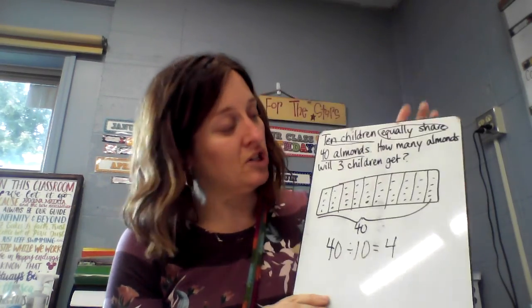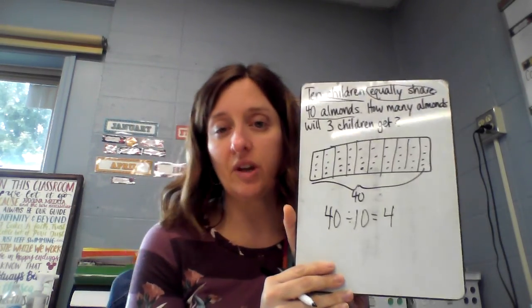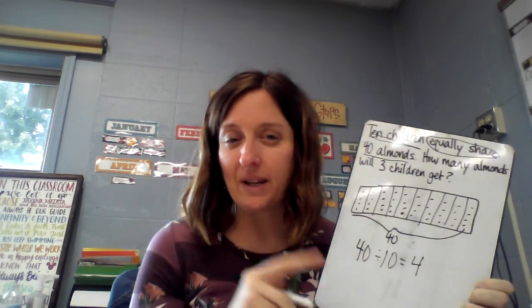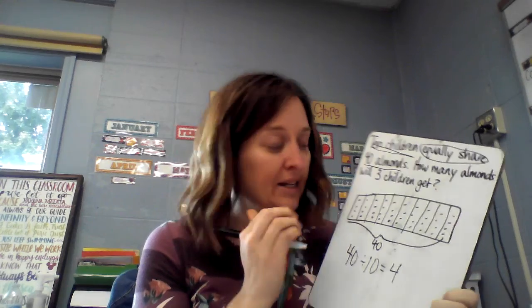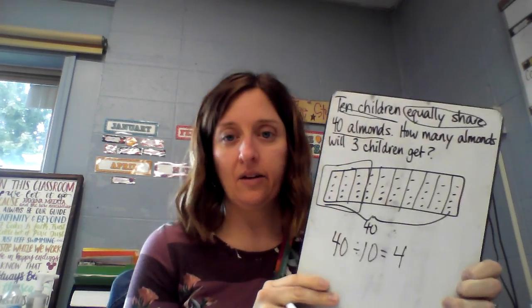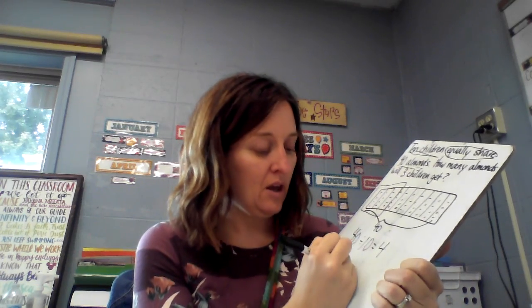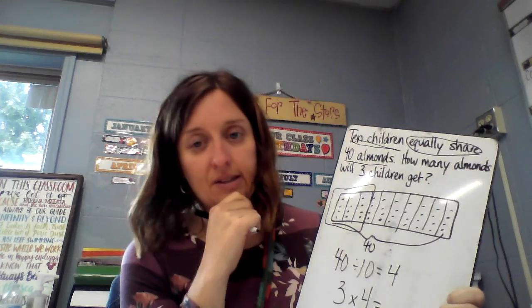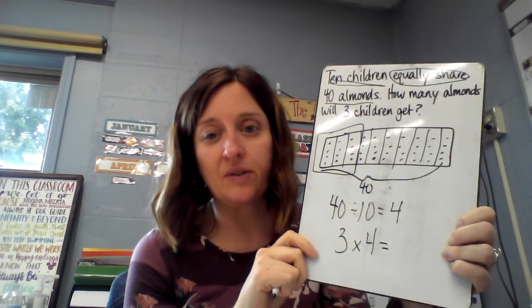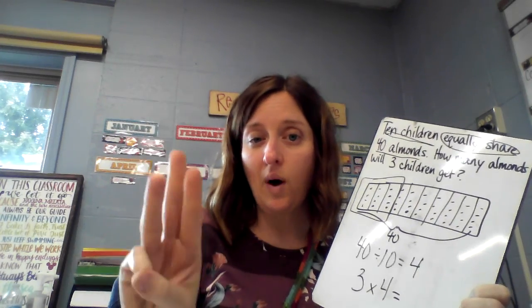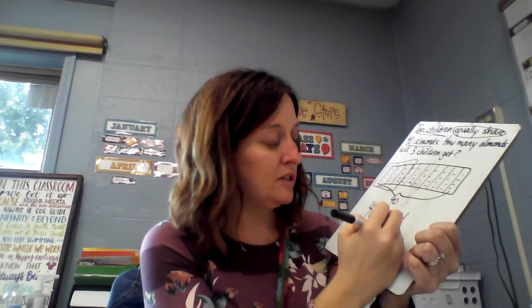So I go back to my question. How many almonds will 3 children get? Does that answer the question? Is it 4 almonds? No, because that's just one kid. I need to know how many 3 are going to get. So I'm going to have 3 groups of 4 because there's 1 kid, 2 kids, 3 kids. So 3 times 4, I know 3 4s, 4, 8, 12. 3 times 4 is 12 almonds.